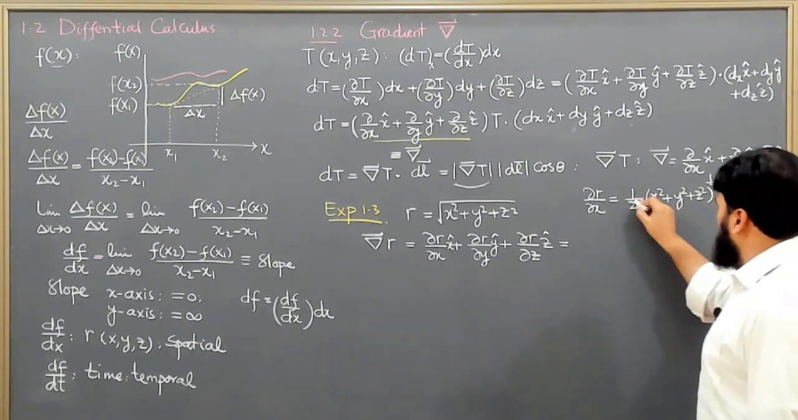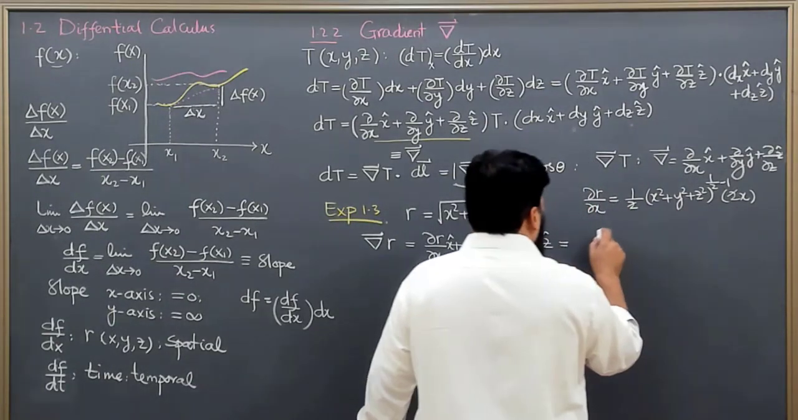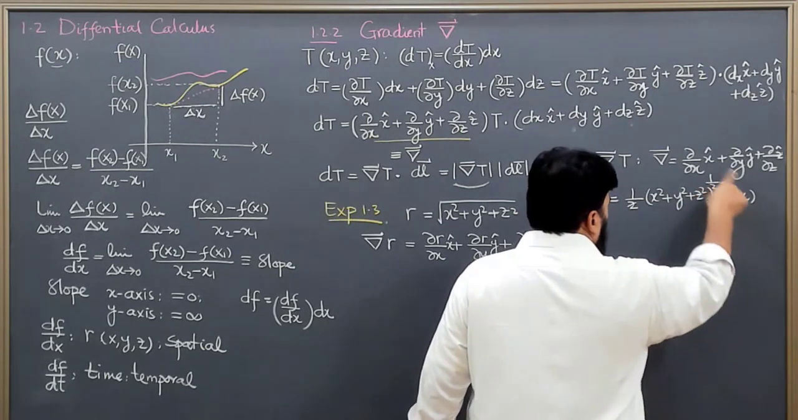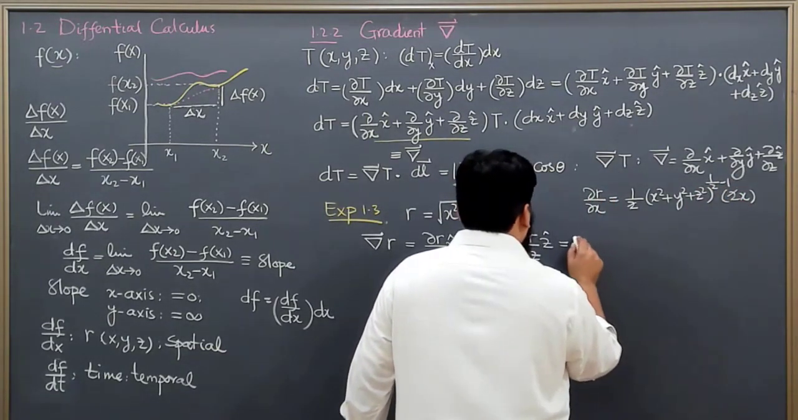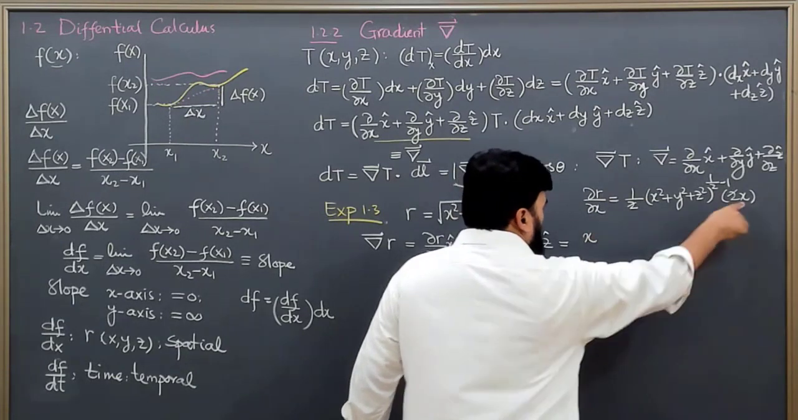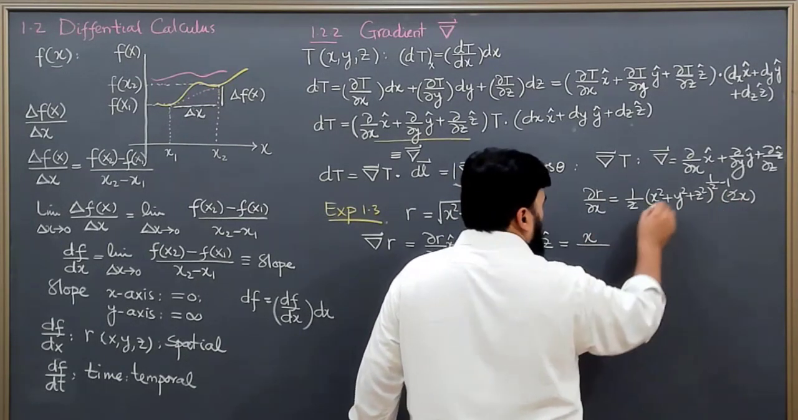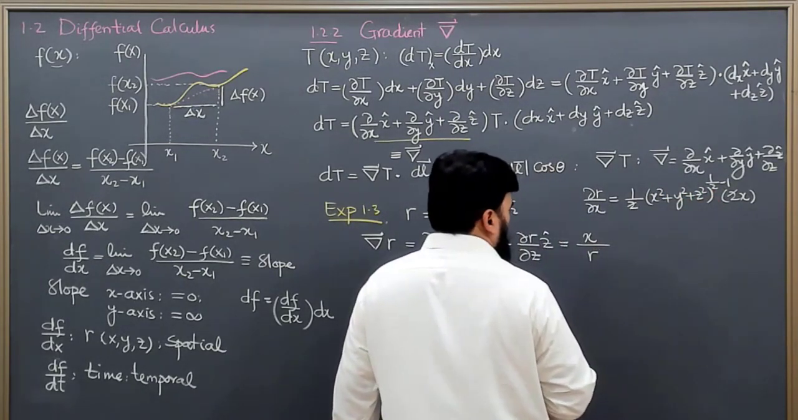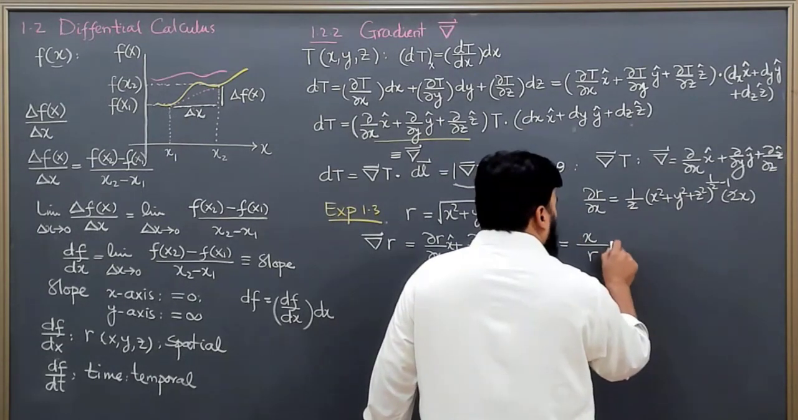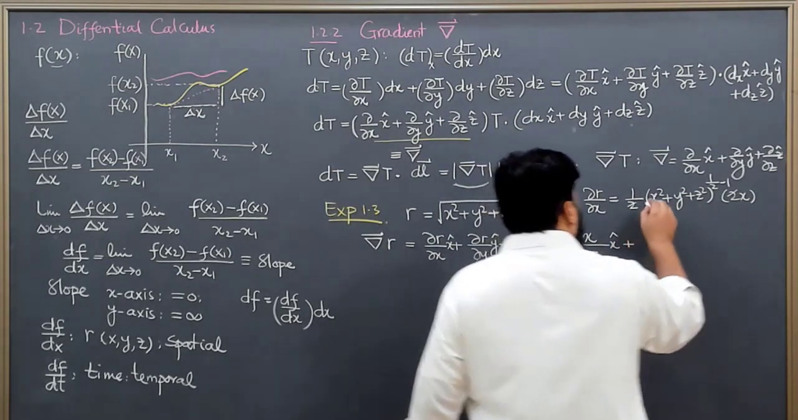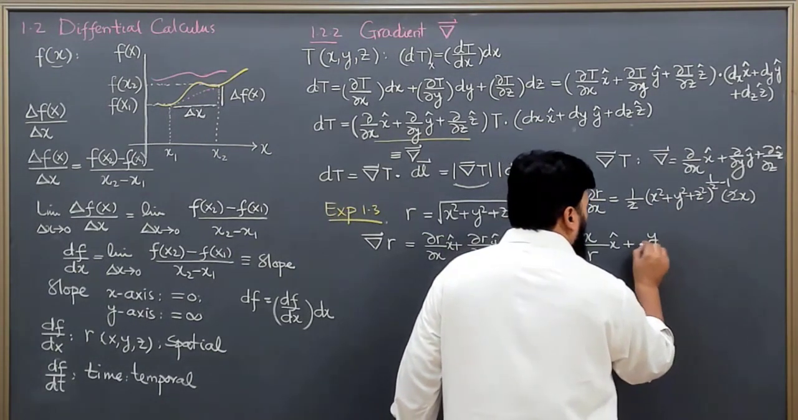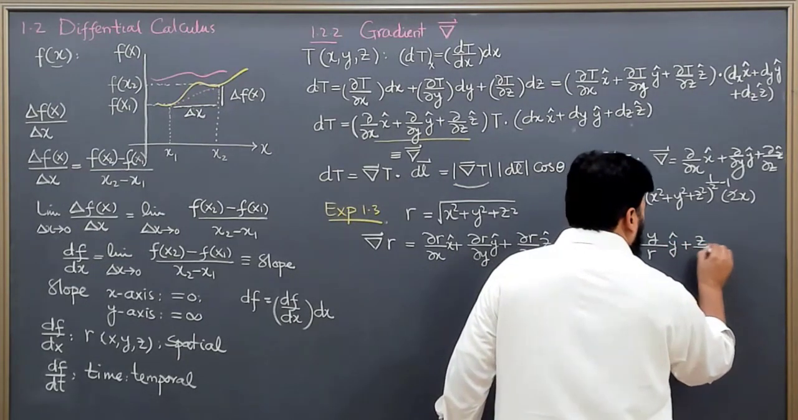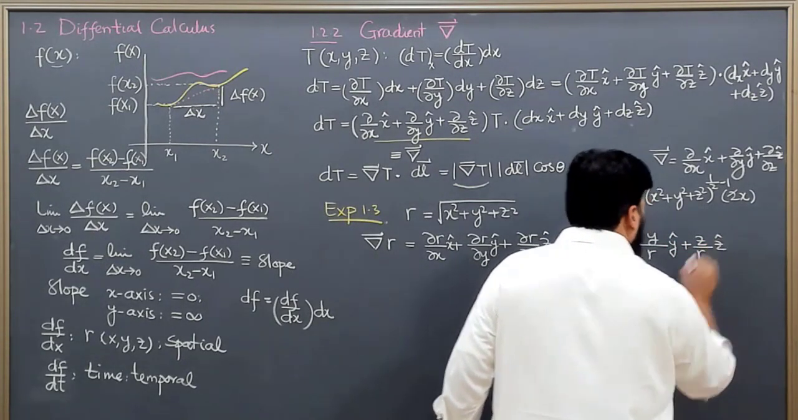Here these two are cancelling, and the power is minus 1 over 2, so it will come down, and first we will get x divided by r, meaning the r magnitude, and then it is in the x unit vector, plus the next will be y over r in the y unit vector, and similarly z over r in the z unit vector.